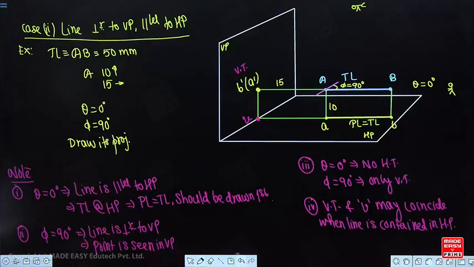Shall we move ahead? So case 2 we have done. Now let's go for case number 3: line parallel to both VP and HP. Tell me, is it clear to everyone till here?